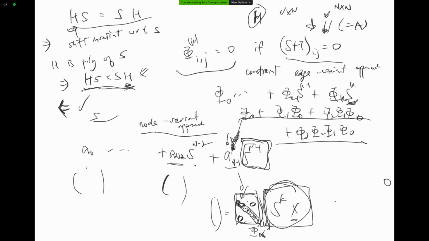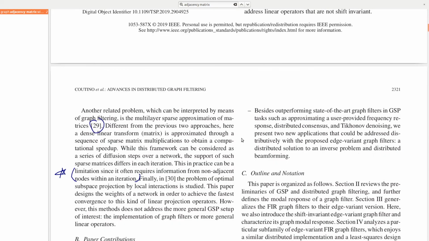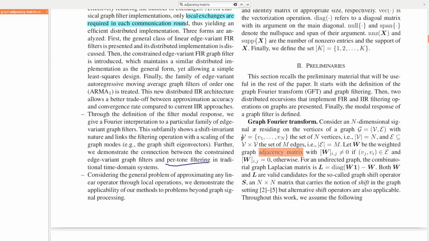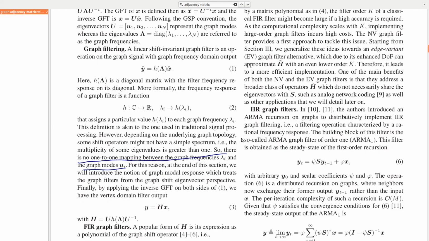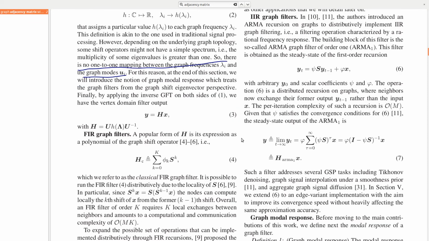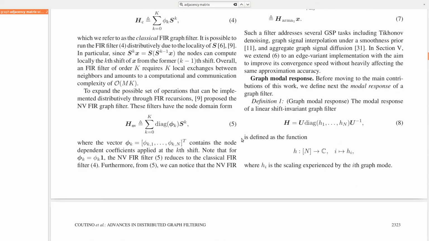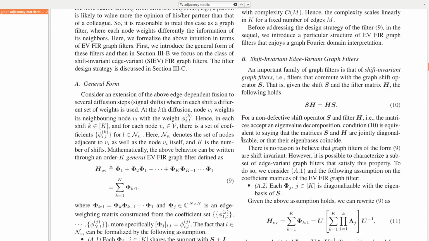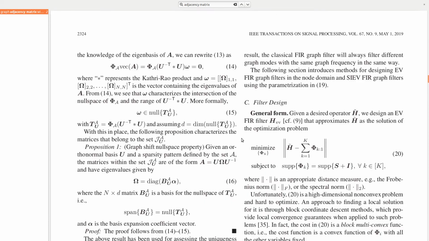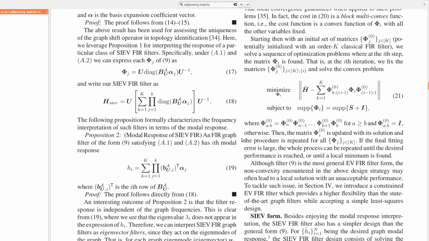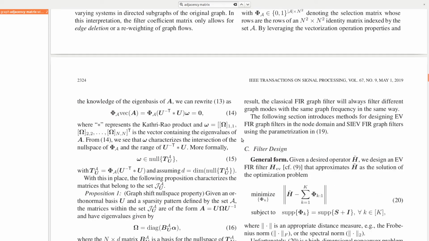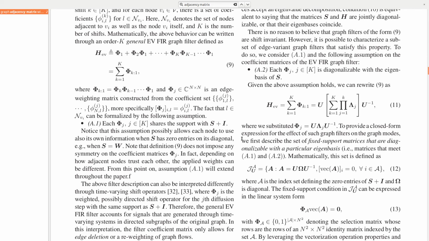Let's see, I just want to make sure I call them according to the paper. Yeah, they call it edge variant. It's like this.